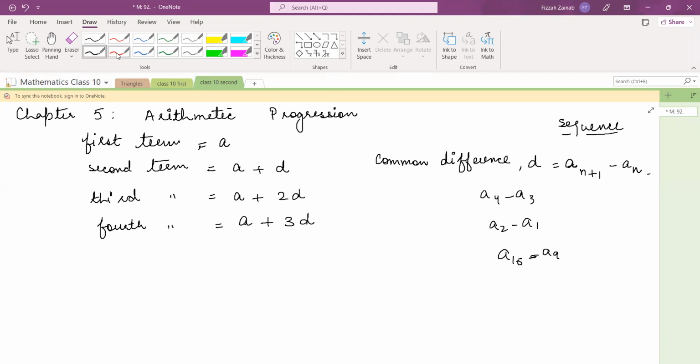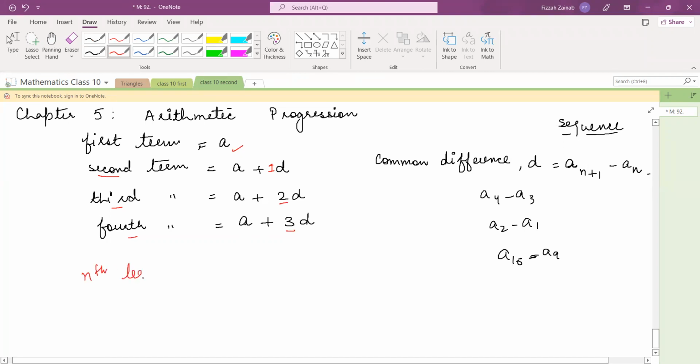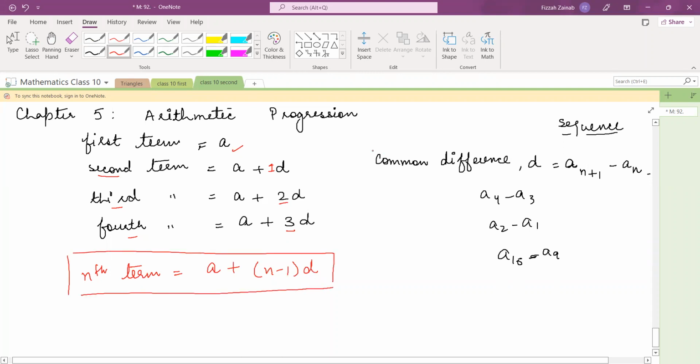Now if you look at this pattern, the first term is a, the second term is a plus 1d, the third term is a plus 2d, the fourth is a plus 3d, that means one less. So I can write the nth term like this: a plus (n minus 1) into d. This is the nth term of the AP, and this is how you find the common difference. Only this much you required for the first exercise.